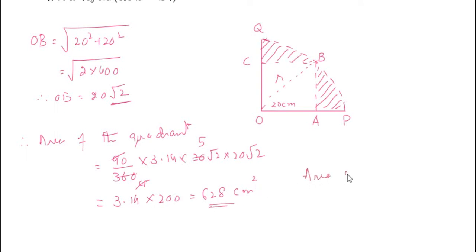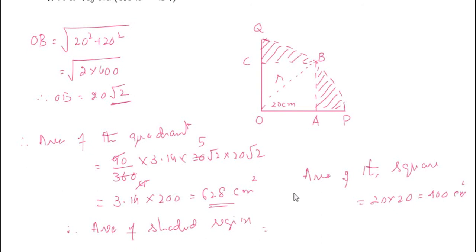Area of the square equal to 20 into 20 equal to 400 cm square. Therefore, area of shaded region equal to area of the quadrant, that is 628, minus area of the square, that is 400, equal to 228 centimeter square.